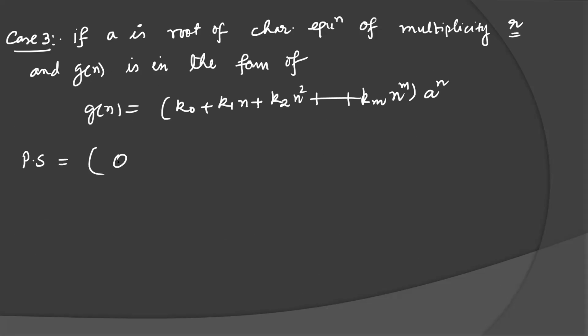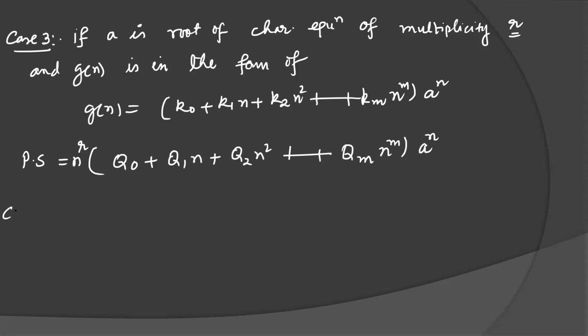Then the particular solution is similar: Q0 plus Q1 n plus Q2 n square plus ... plus Qm n to the power m, times a to the power n. The only difference is that we have to multiply here by n to the power r.